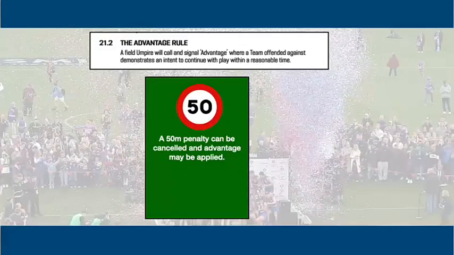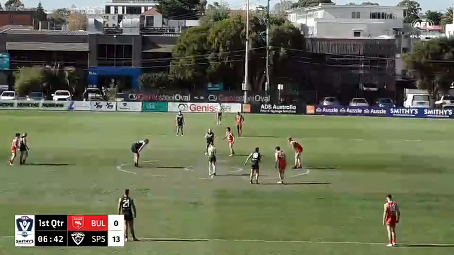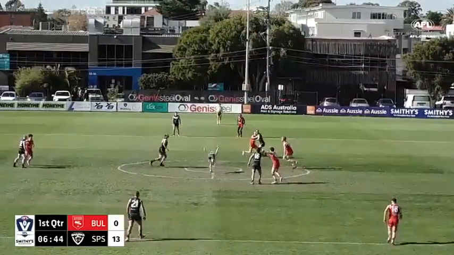So, from time to time, within paying an advantage or assessing an advantage process, a team may elect to take advantage rather than a 50-metre penalty. So, as it says there, a 50-metre penalty can be cancelled and an advantage may be applied. A really good example, 7 minutes into this first term.